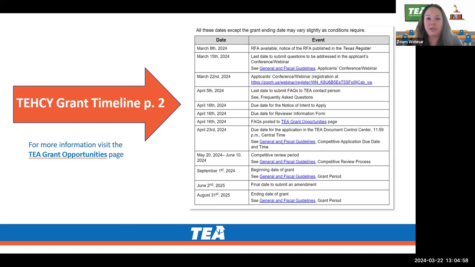April 16th has two due dates. You have your notice of intent to apply, which is a survey, and then you also have your reviewer information form. Our frequently asked questions will be posted on the TEA grants opportunity page. April 23rd is the due date for the application in the TEA Document Control Center by 11:59 p.m. Central Time. You can see the general and fiscal guidelines and the competitive application due date and time. There are two guideline books that you can use while you're doing this grant: your program guidelines as well as the general and fiscal guidelines. The second part of the timeline goes through the review period, the beginning date of the grant, the final date to submit an amendment, and the ending date of the grant. Those can all be found in your general and fiscal guidelines. That timeline is May through August 31st.